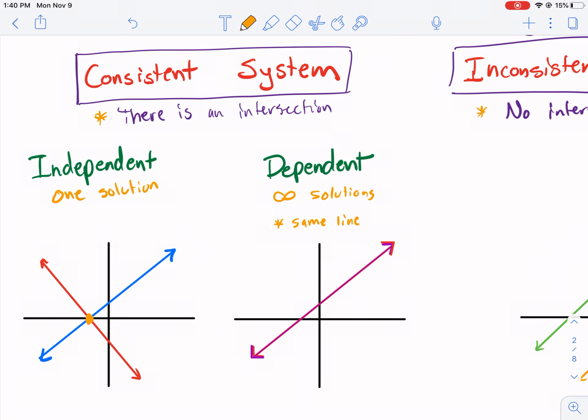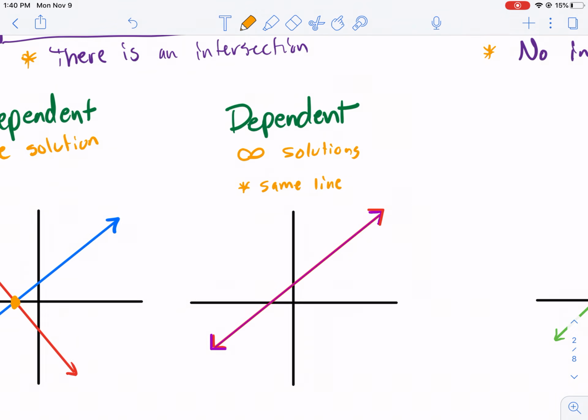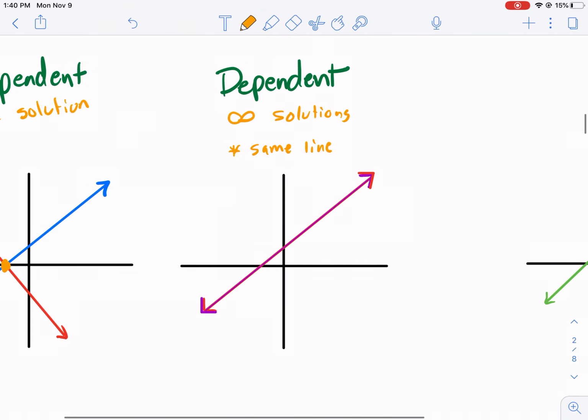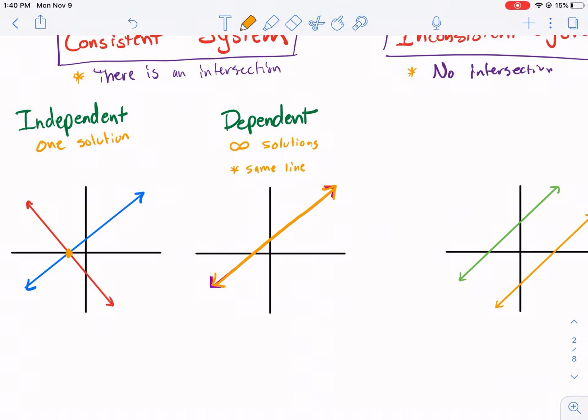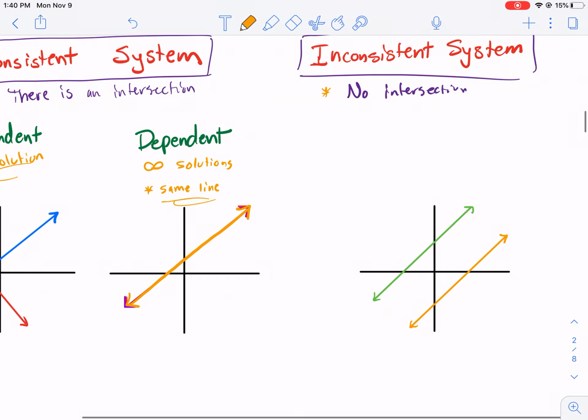Now, a dependent system means they cross everywhere. They cross on the whole line because they are the same line. There are an infinite number of solutions because it's the same line. So dependent is the same line. Independent, two different lines, but they cross.